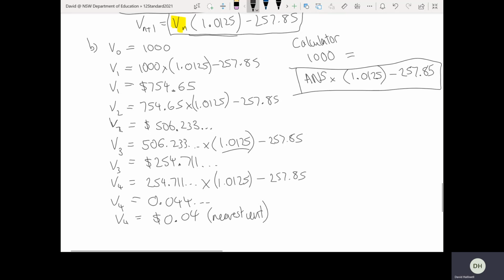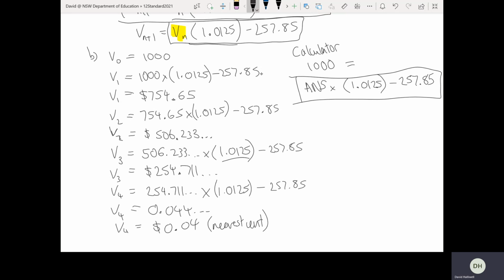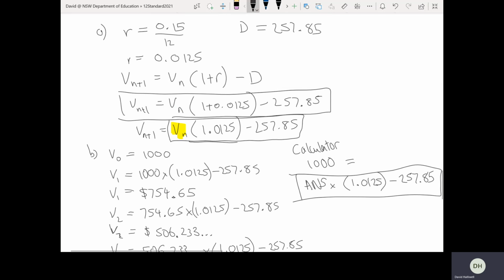Okay, so basically for this particular loan, after we've made 4 payments of 257.85, we've got 4 cents left on the loan. That's what that means. Okay, reminder, the quick way to do it on the calculator, write 1,000 equals, then type in answer times by 1.0125 minus 257.85. Press equals to get V1, equals to get V2, equals to get V3, equals to get V4. Okay. All right, that's part B done.